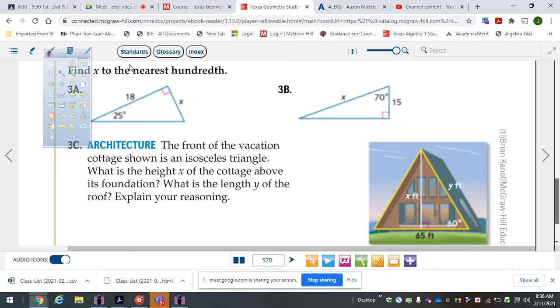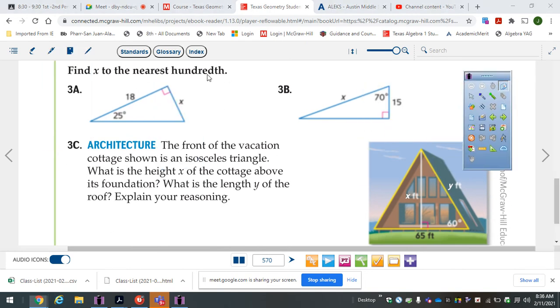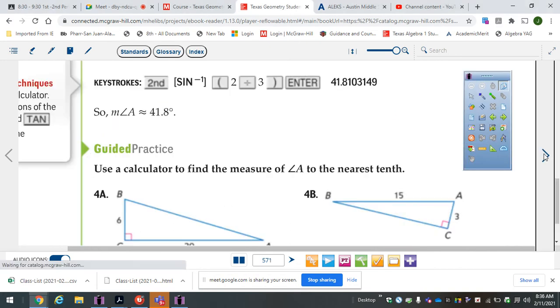Let me give you some more practice problems like this one. According to 25, this would be your opposite. This would be your adjacent. So again, I would do tangent. Tangent of 25 is equal to x over 18. And then just multiply by 18, and you would get your answer through there. Moving on, moving on.